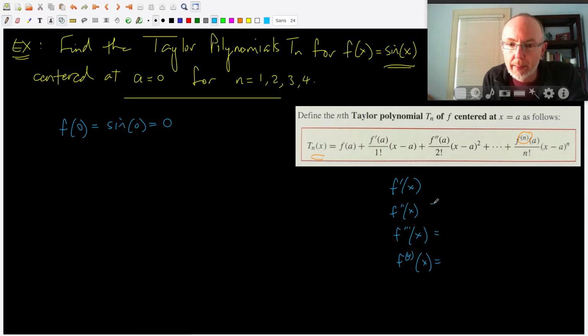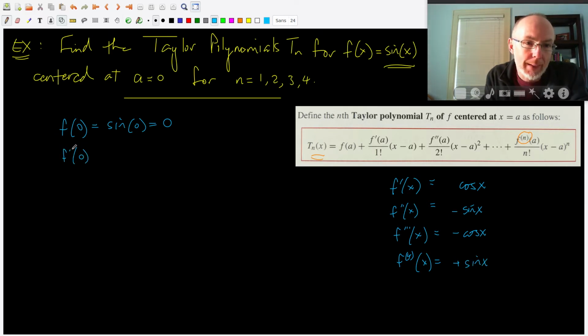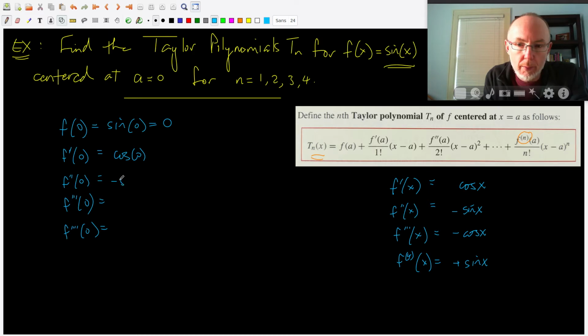And so calculating these is not hard, especially for sine. Derivative of sine is cosine of x. The next derivative is minus sine of x. The next derivative is minus cosine of x. The derivative after that is positive sine of x again. And so that means we can calculate all of these derivatives at 0. And you know that the sine of 0 is 0 and the cosine of 0 is 1. So these aren't too bad to write out. This is cosine of 0, minus sine of 0, minus cosine of 0, and back to sine of 0.